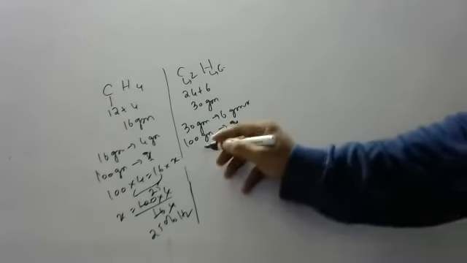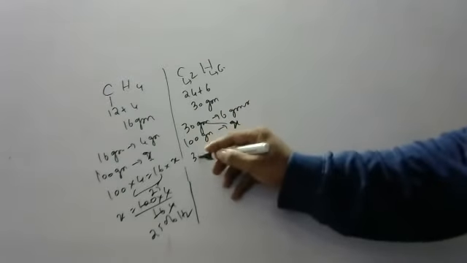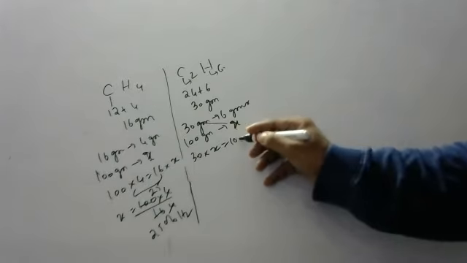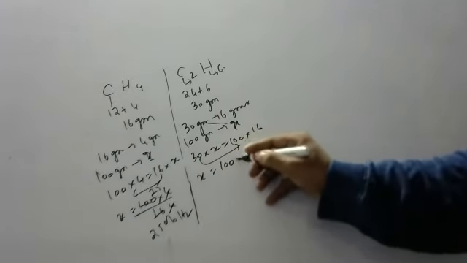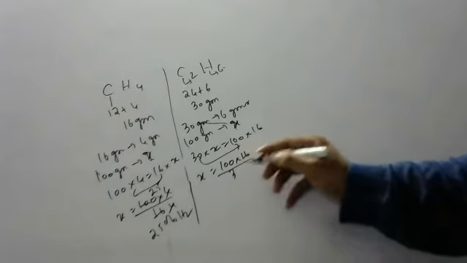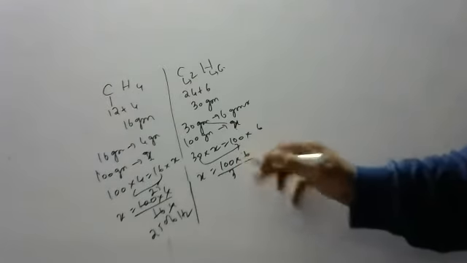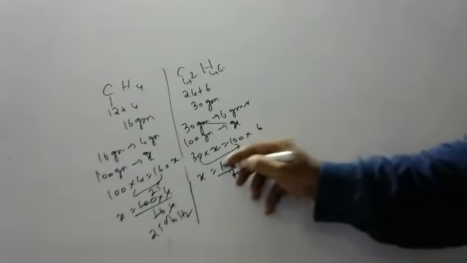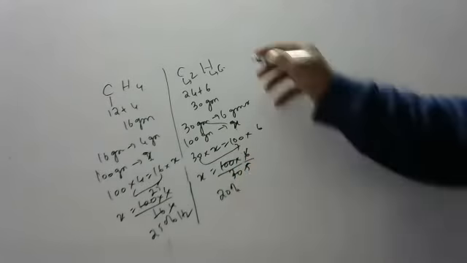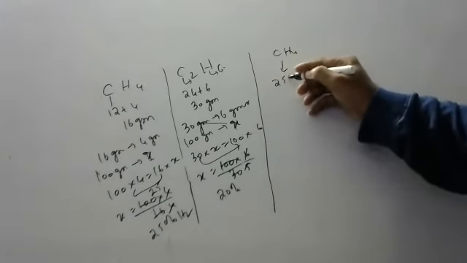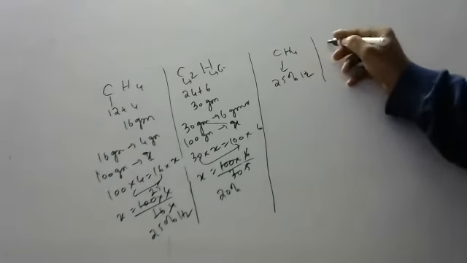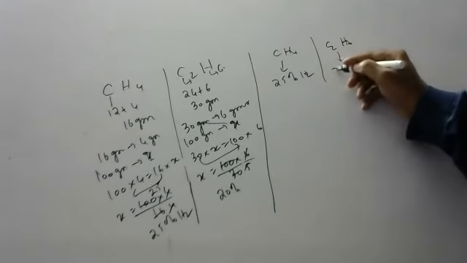And here, children, cross multiplication. 30 into x is equal to 100 into 6. X is equal to 100 into 6 by 30, so 20%. So try to understand, children. Methane has 25% hydrogen. Ethane has 20% hydrogen.